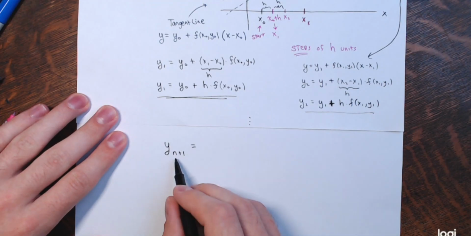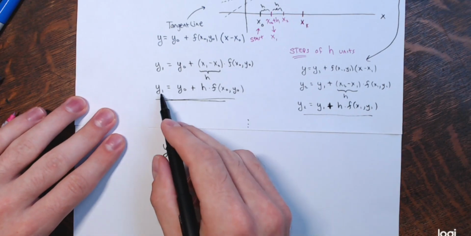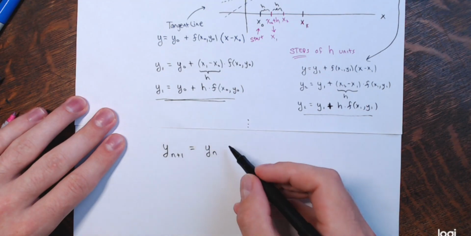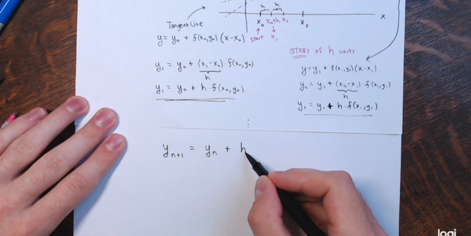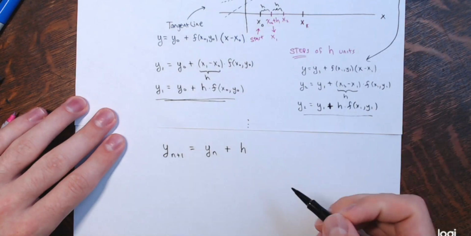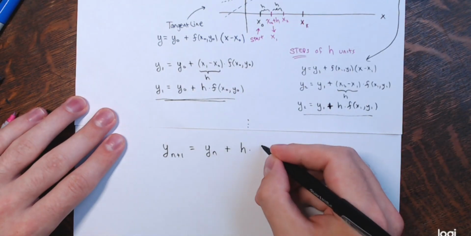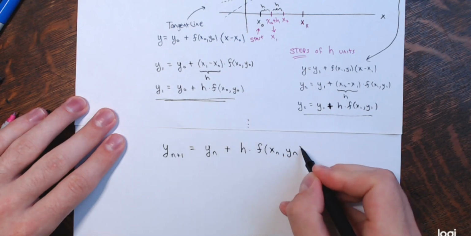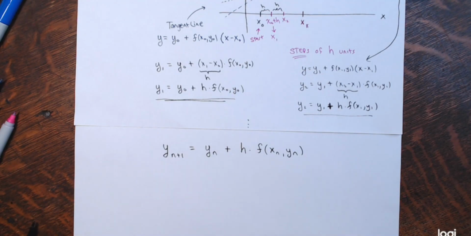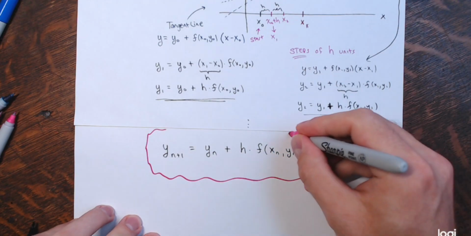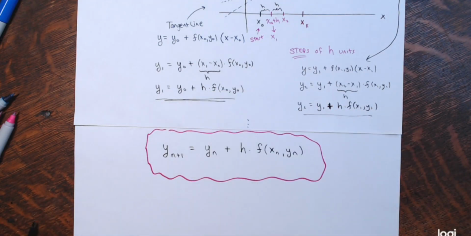Then I'll just say the next one down. y sub n plus 1 equals y sub n, the previous output, plus this h step that we're taking every single time for the horizontal movement left or right, multiplied by f at x sub n, y sub n. So this is Euler's formula for Euler's method, the recursive formula for Euler's method.